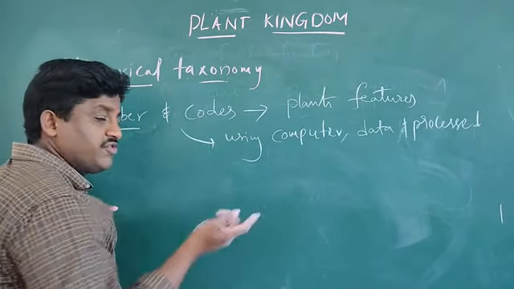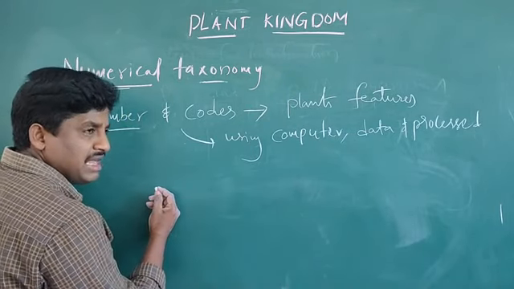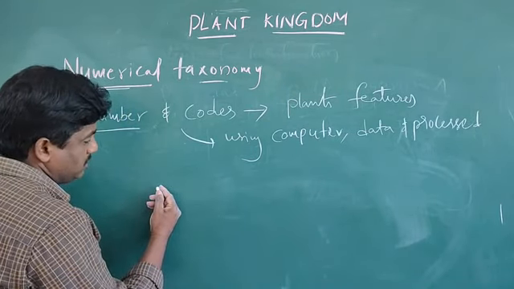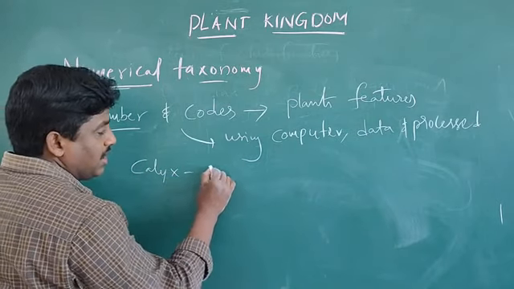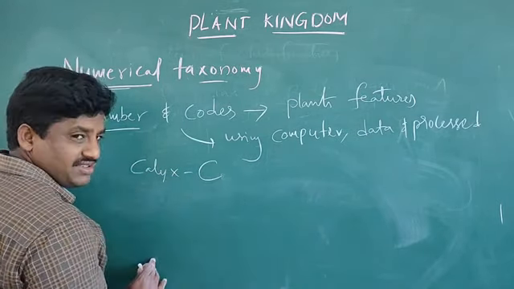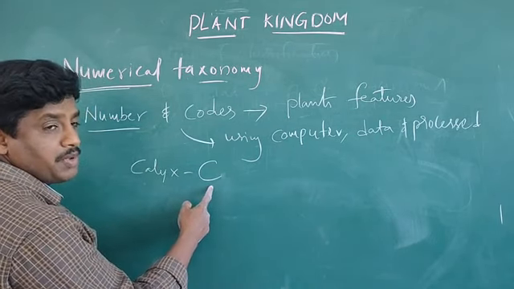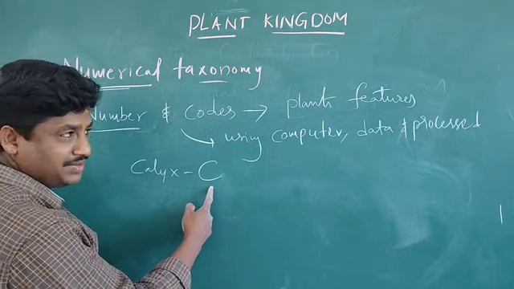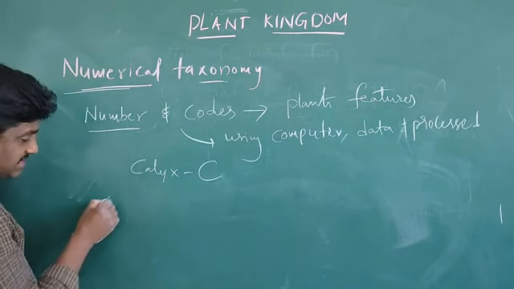Code-wise, suppose for example, in a flower, suppose calyx. For calyx they give a code, C. Suppose the number is, calyx means sepals are present. Calyx means sepal. See here, this is the hibiscus.